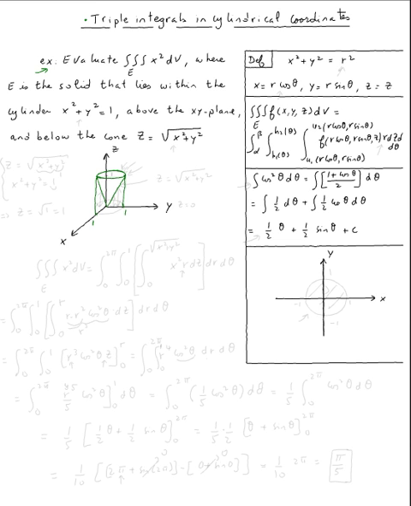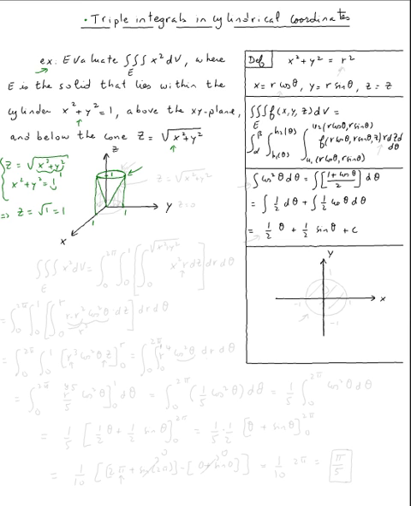So first thing we need to know, at what z is the intersection between the cylinder x squared plus y squared equals 1 and the cone z equals square root of x squared plus y squared. So how do we do that? Let me rewrite both of them here. We know z equals square root of x squared plus y squared, and x squared plus y squared equals 1. So replace this by 1. This means z equals square root of 1, which is 1. So we know this happens at z equals 1. We're going to need that.